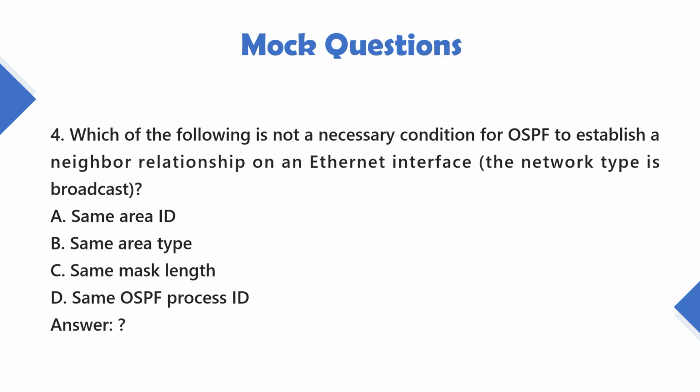4. Which of the following is not a necessary condition for OSPF to establish a neighbor relationship on an Ethernet interface? The network type is broadcast. A. Same area ID. B. Same area type. C. Same mask length. D. Same OSPF process ID.